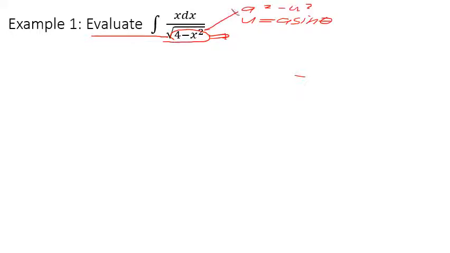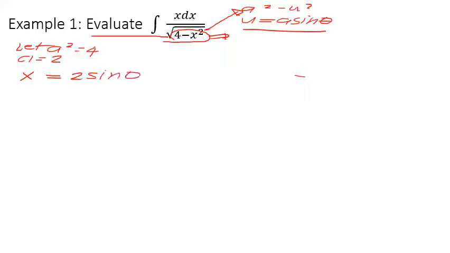So we need to let our value a here equal to 2, because a squared is equal to 4. Your x here is equal to 2 sine theta. So our dx here is equal to 2 cosine theta d theta. Right? So this is the time that you could substitute your values.